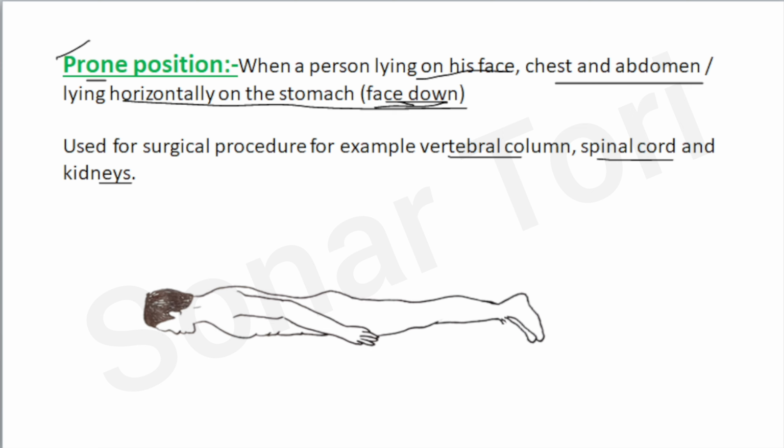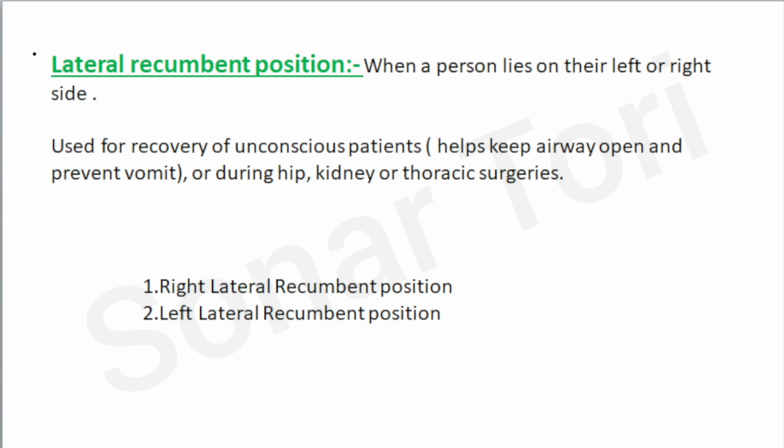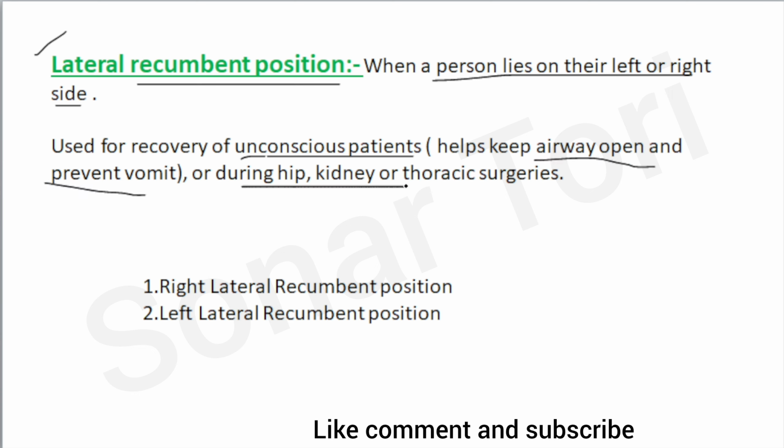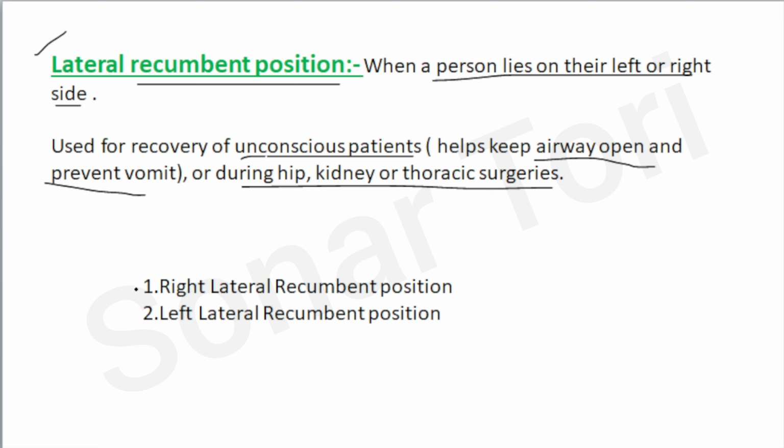Then what is lateral recumbent position? When a person is lying on their left or right side, this specific position is called lateral recumbent position, and it is used for recovery of unconscious patients. It also helps to keep the airway open and prevent vomiting, and is used during hip, kidney or thoracic surgery. It can be divided into two types: first, right lateral recumbent position, and second, left lateral recumbent position.